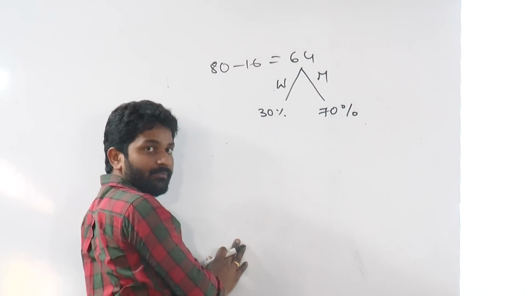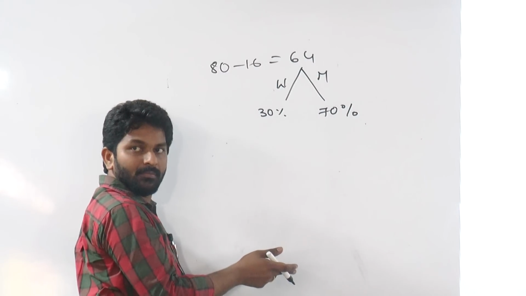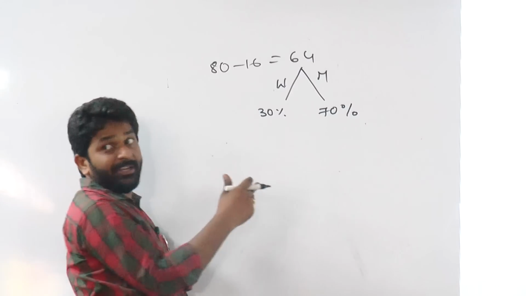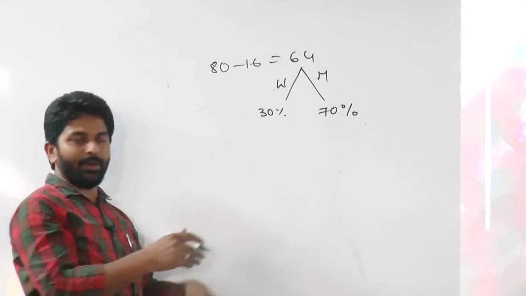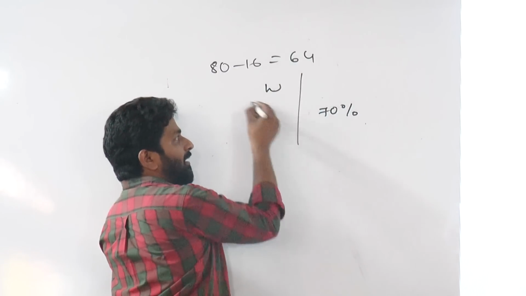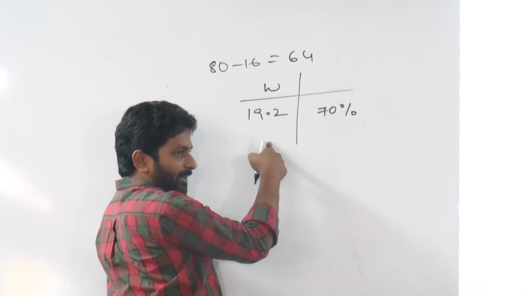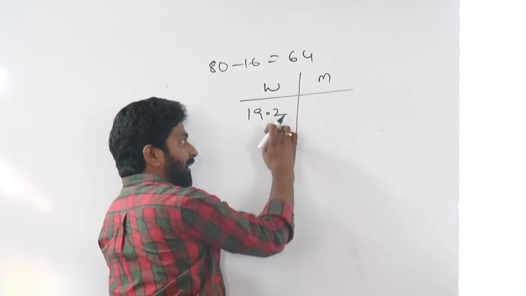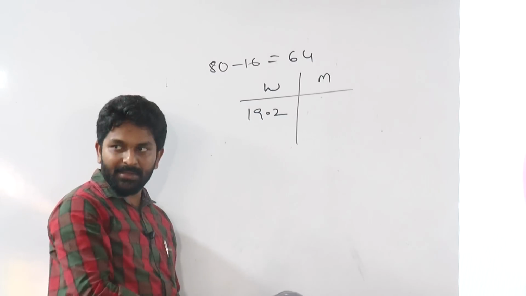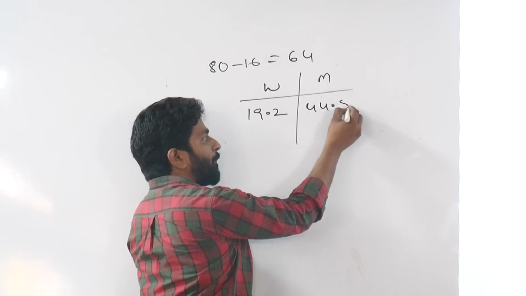Let me calculate 30%. 10% is 6.4. 30% will be 19.2. 3 times 6.4: 3 times 6 is 18, 3 times 0.4 is 1.2, 18 plus 1.2 is 19.2. So water will be 19.2 out of 64 liters. Milk will be the difference of these two numbers. Subtract 20, add 0.8: 64 minus 20 is 44, add 0.8, 44.8.